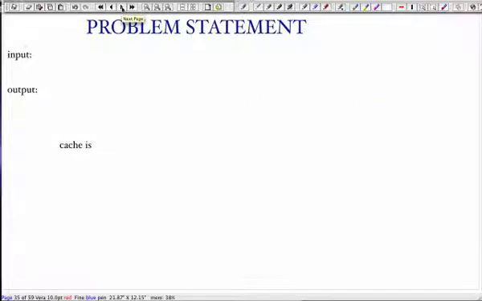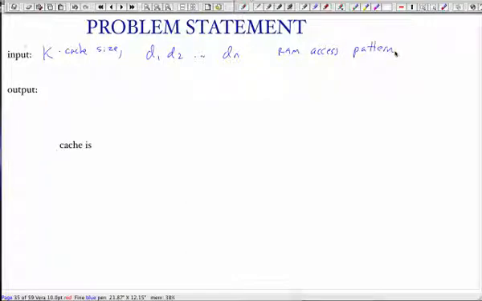So this is our problem statement. We have K, which is the cache size. And we have D1, D2, all the way up to Dn. This is RAM access. Our first n memory accesses are going to be, the first one is going to be at this address, then this address, etc., etc.